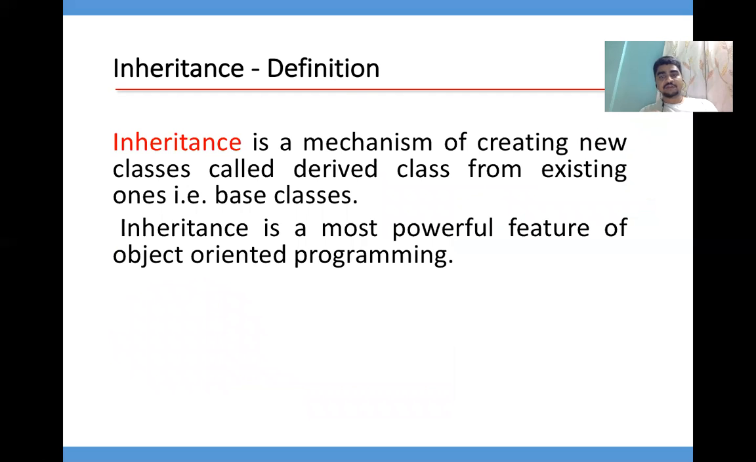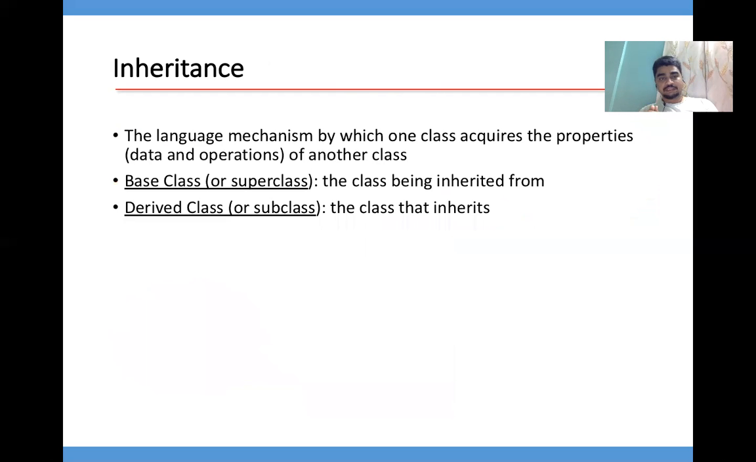Inheritance is a mechanism of creating a new class, called the derived class, from the existing one, called the base class. Inheritance is the most powerful feature of object-oriented programming. There are two different classes: one is called the superclass, and one is called the subclass. The base class is the superclass, the class being inherited from. The derived class is the subclass, the class that inherits. So these are the two classes for inheritance.